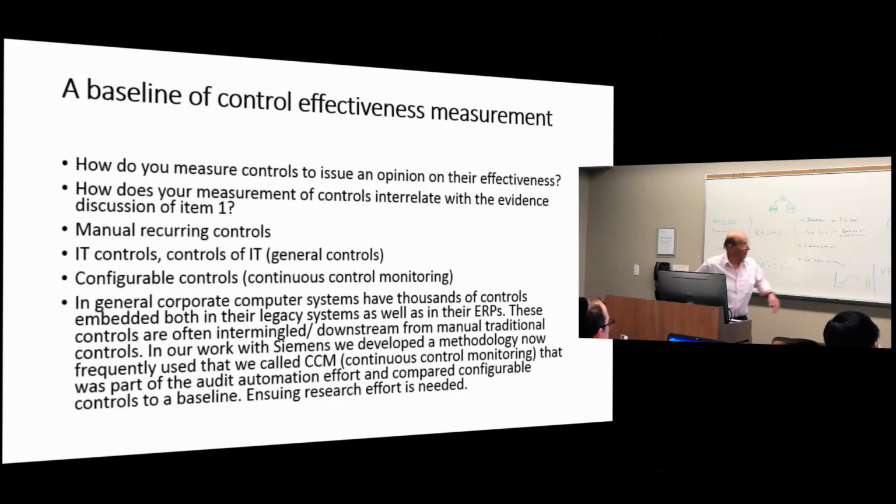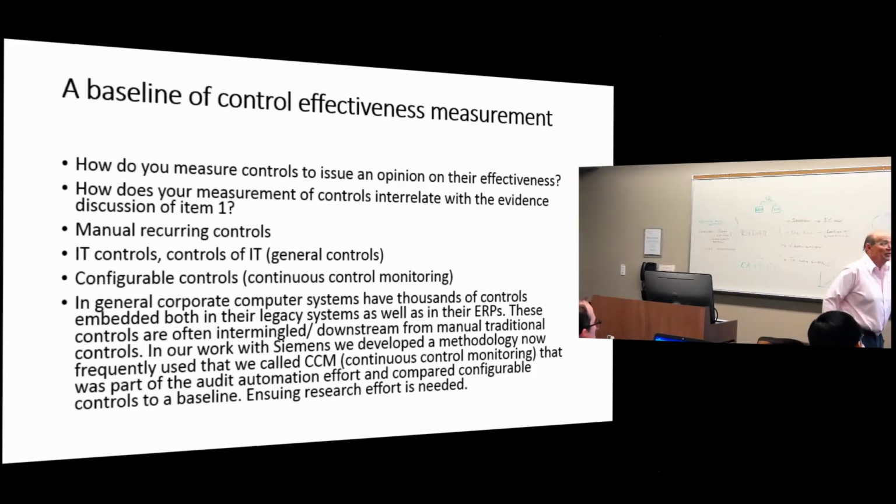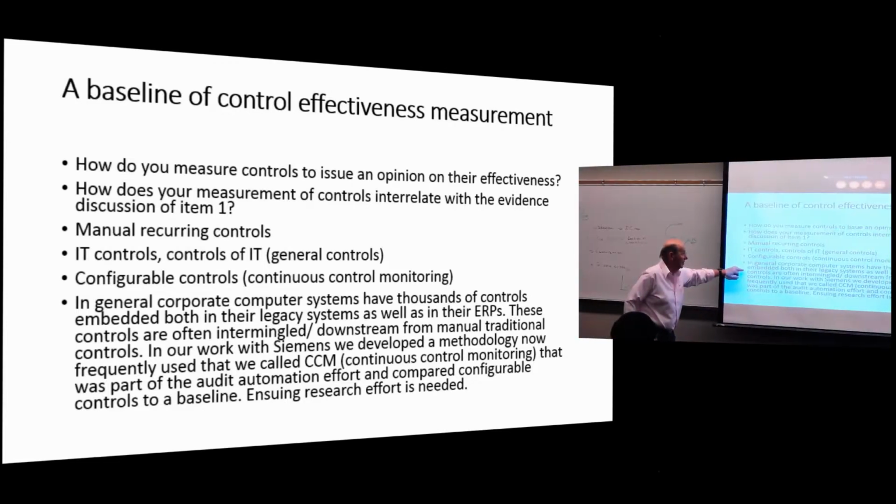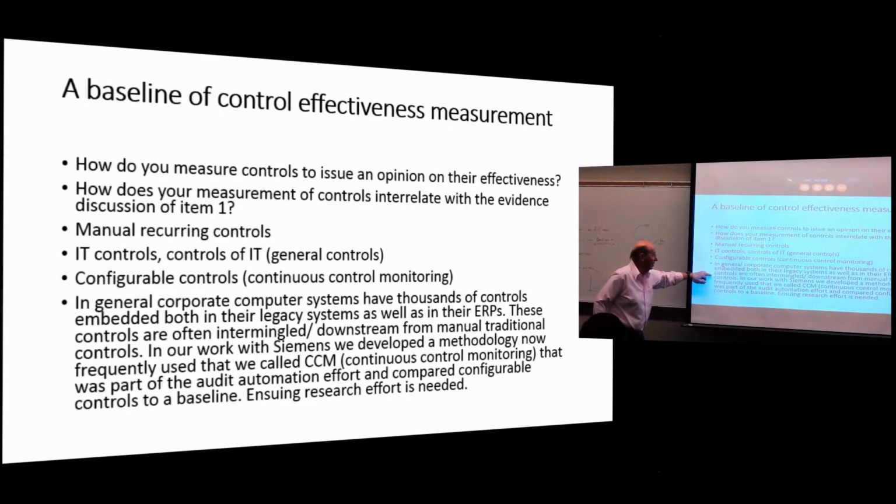Okay, and so this is the story. In general, corporate computer systems have thousands of controls embedded both in the legacy system as well as in the ERPs. These controls are often intermingled downstream from many of the digital controls. In our work with Siemens, we have developed a methodology now frequently used that's called CCM, Continuous Control Monitoring. That was part of the audit automation offer, and compare configurable controls with the baseline.